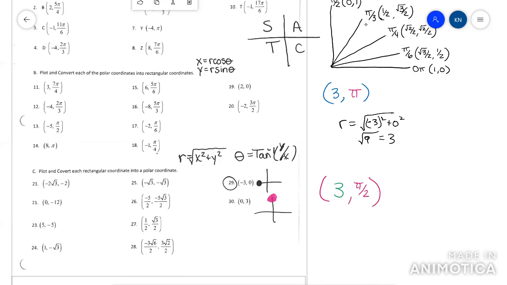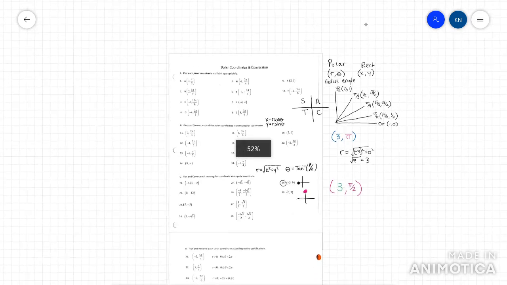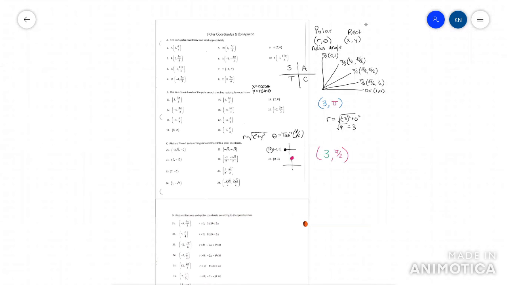All right, well, that is basically everything you need to know about plotting polar coordinates, graphing, converting, everything. So hopefully it wasn't too confusing, and I hope this video helped.